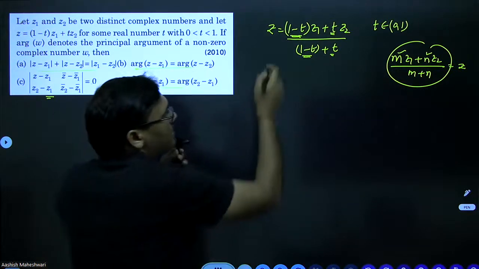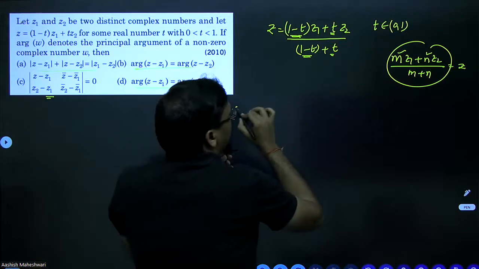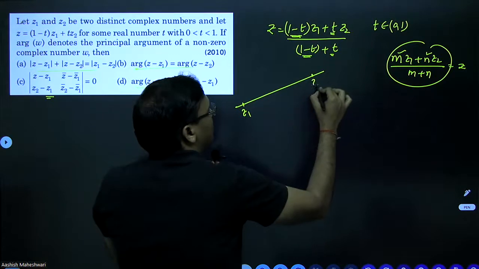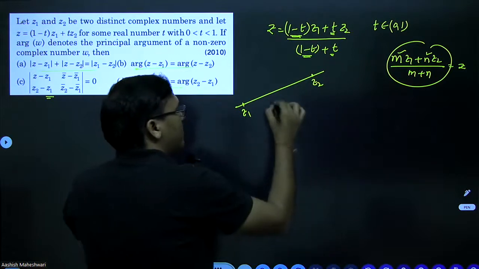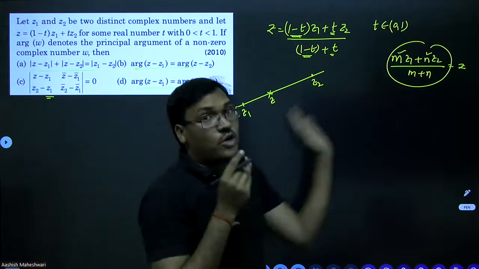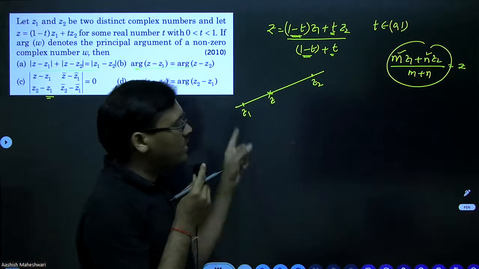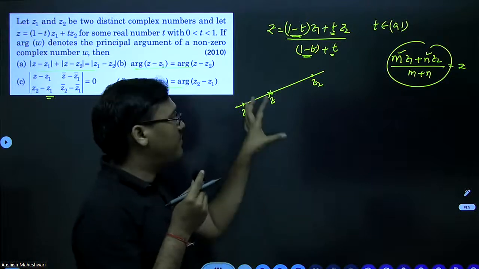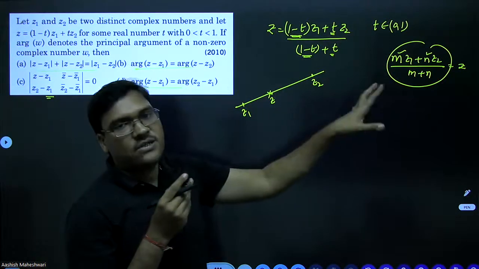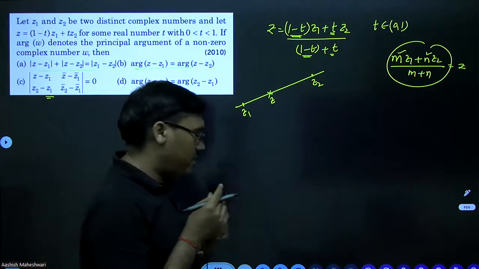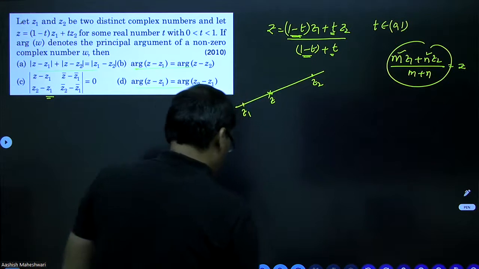So what is the geometrical significance of this? You can see that if I say this is Z1 and this is Z2, then Z will definitely be a point between Z1 and Z2. It cannot be outside Z1 and Z2. Collinear होगा, and Z will be between Z1 and Z2. That means Z will divide Z1 and Z2 internally. अब अगर ये clear है, then you can easily solve the question geometrically.